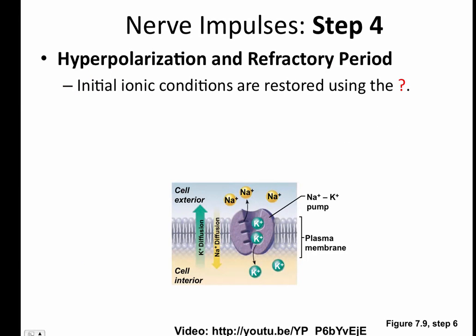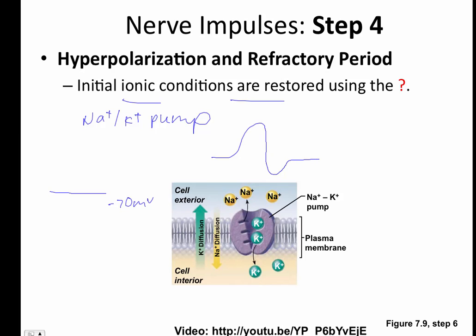And then finally, the fourth phase of our nerve impulse is hyperpolarization and the refractory period. We can restore our initial ionic conditions using what pump again? The sodium-potassium pump. That's how we can restore our normal negative 70 millivolt membrane. Now hyperpolarization, once again, occurs because we have too many potassiums leaving, but over time the sodium-potassium pump is going to change that for us and help us return back to our negative 70 millivolts.